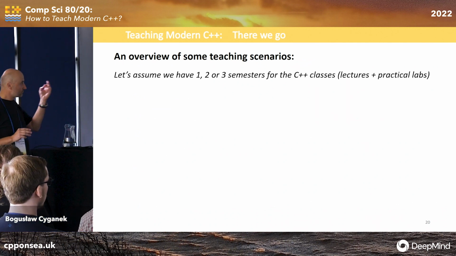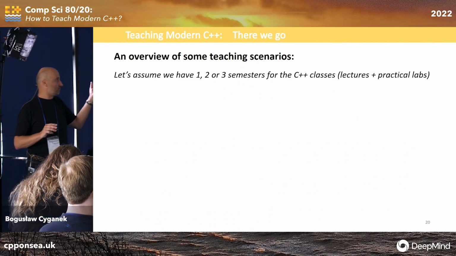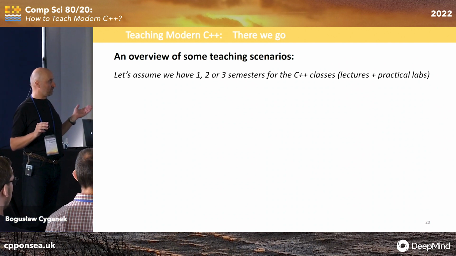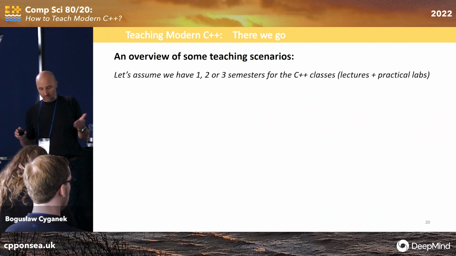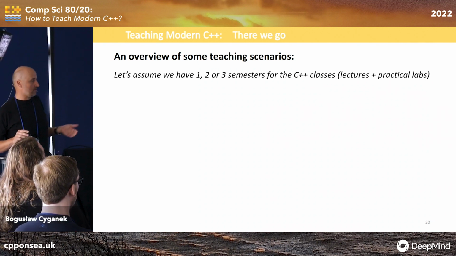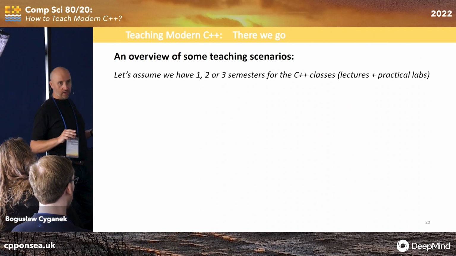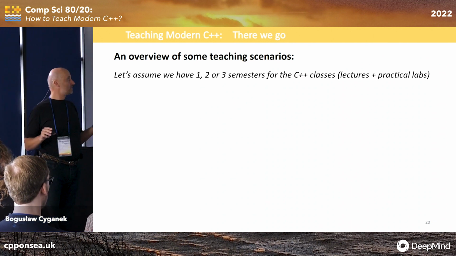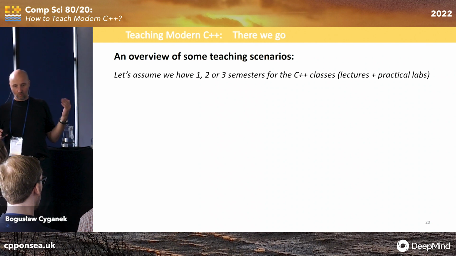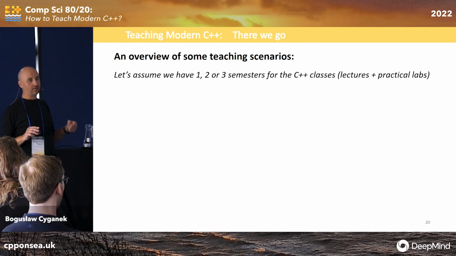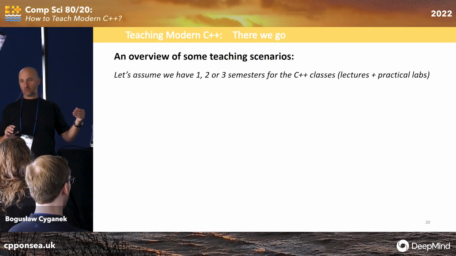So let's come finally to these recipes. Let's assume we have 1, 2, or 3 semesters for the classes. Usually in our university and in my group, it is organized as 1 lecture a week for 2 hours and 1 lab, which is 2 hours, and also students then have their own projects.